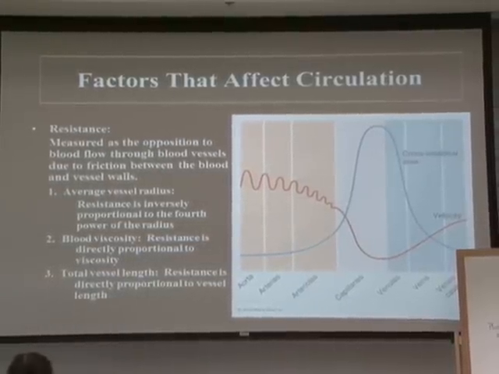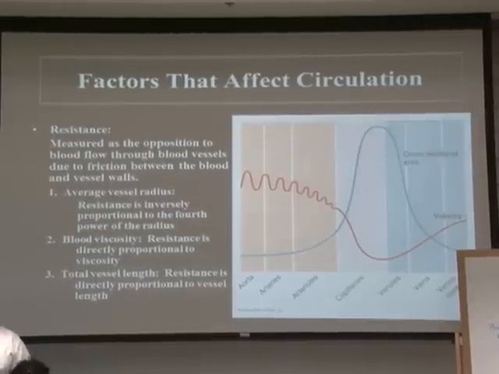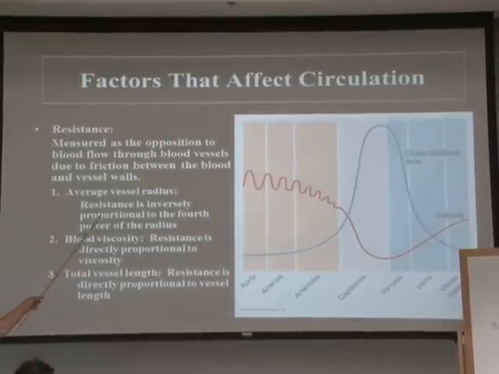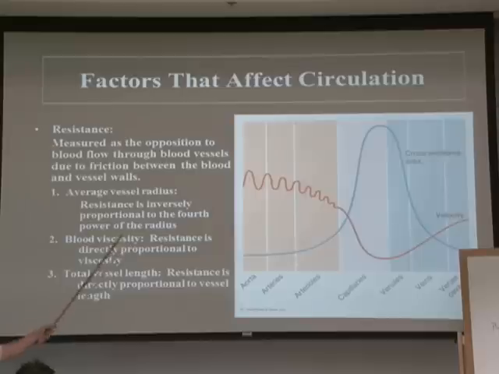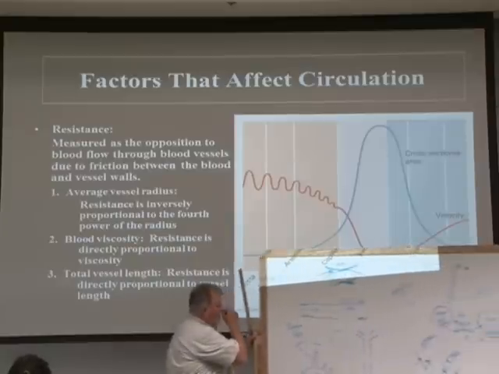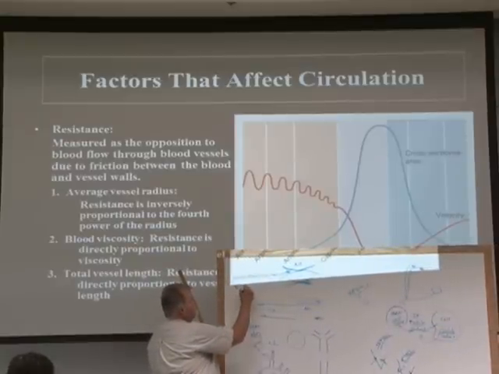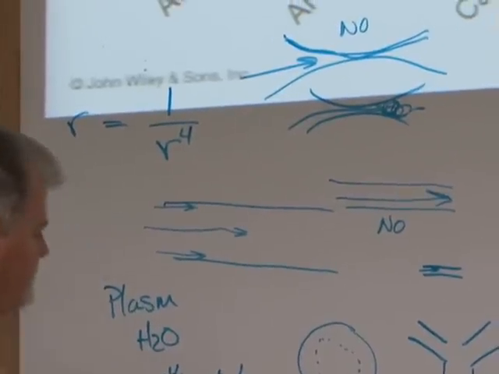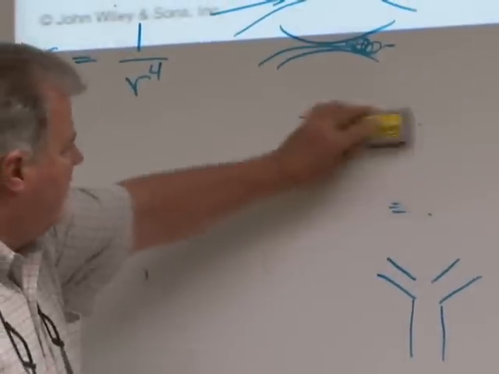So one of the reasons why we see what we just said is resistance. So resistance is inversely proportional to the fourth power of the radius. Okay. So if we want to put resistance into a mathematical expression, then resistance R is equal to 1 over the radius to the fourth power. And it's inversely related, so the radius is in the denominator.